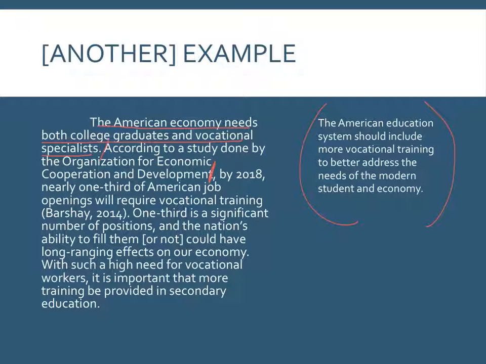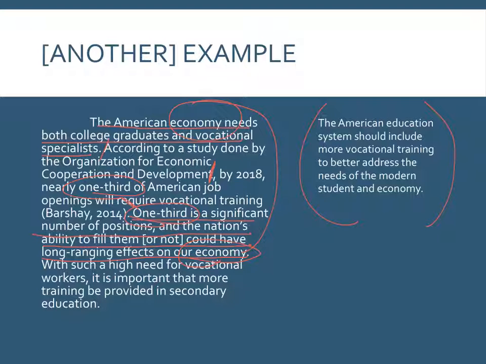That ends the detail. Now we need to connect that detail back to the evidence that the economy needs both college graduates and vocational specialists. 1/3 is a significant number of positions, and the nation's ability to fill them or not could have long-ranging effects on our economy. So economy, connecting back into the evidence. We're also doing close reading here. We're picking up on that very specific 1/3 in the detail for a 4-level explanation.